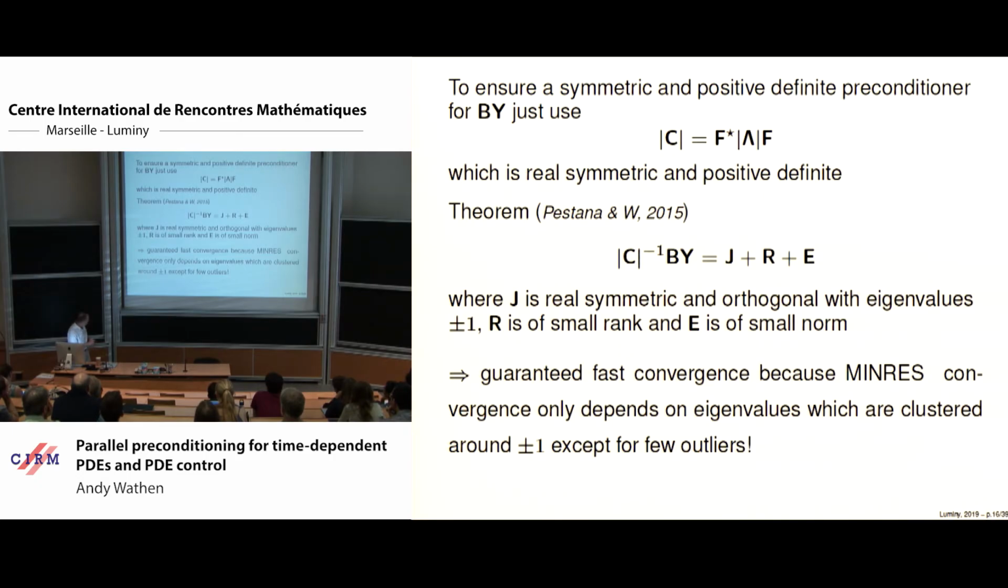Okay, and so this is the theorem that Jen and I proved in 2015. If you take this absolute value preconditioner for By, then what you get is J plus R plus E.